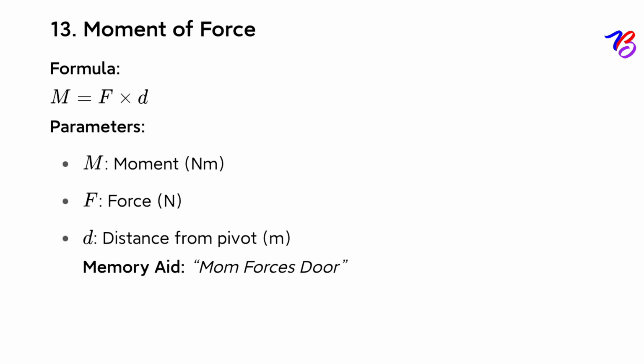Number 13, moment of force, equilibrium of forces. Formula, our moment is equal to force multiplied by distance. Are we here? So we have moment in Newton meters. Our force is in Newton, and our distance from pivot gives us the third triune component. And memory aid is mom forces door.